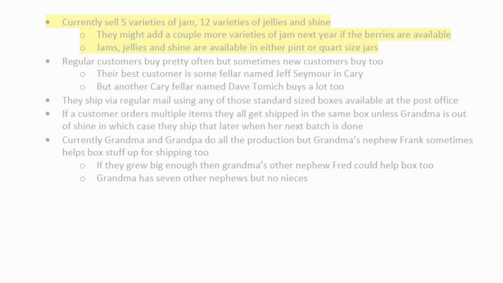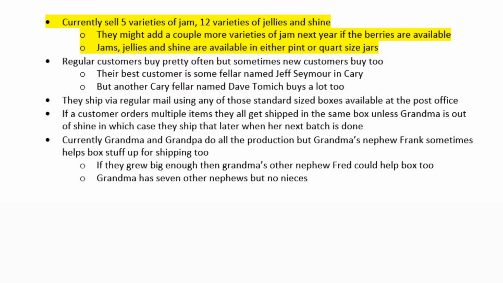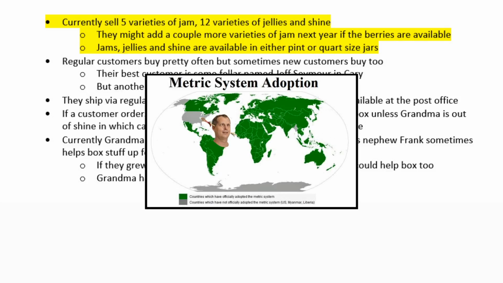Let's take a look. Apparently, Grandma and Grandpa currently sell 5 varieties of jam, 12 varieties of jelly, and of course their world-famous moonshine. When I asked them if this was ever going to change, they indicated that they might add some more types of jam next year if the berries were good. Okay, cool. Any other variations on what you sell? Well, you can get any of our stuff in either a pint or a quart jar. All right, I'm thinking we're getting somewhere now. P.S. For those of you outside the U.S., a pint is approximately half a liter and a quart's twice that size. We simple Americans simply cannot handle the metric system. Sorry about that.